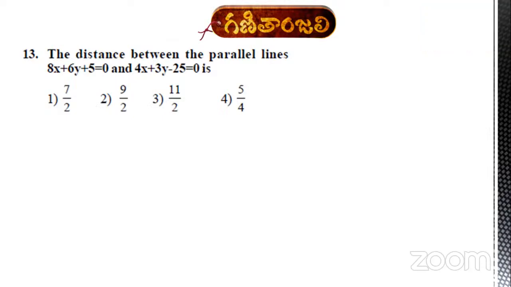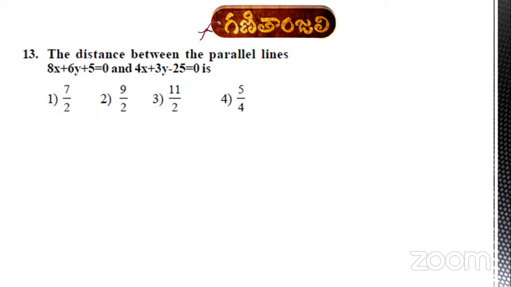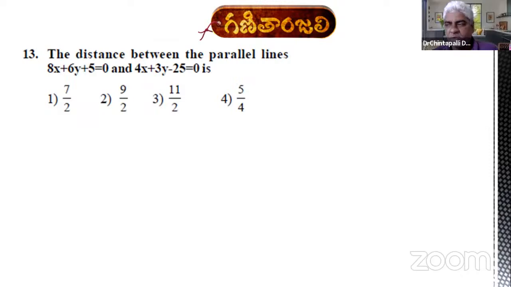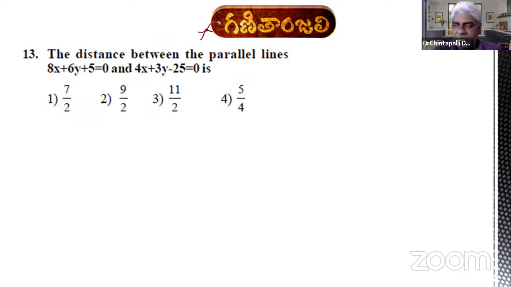8x + 6y + 5 = 0, 4x + 3y - 25 = 0. But they are parallel. How are they parallel? The second equation, when multiplied by 2, gives the same x and y values. Yes, right. First, we must make the xy coefficients equal.